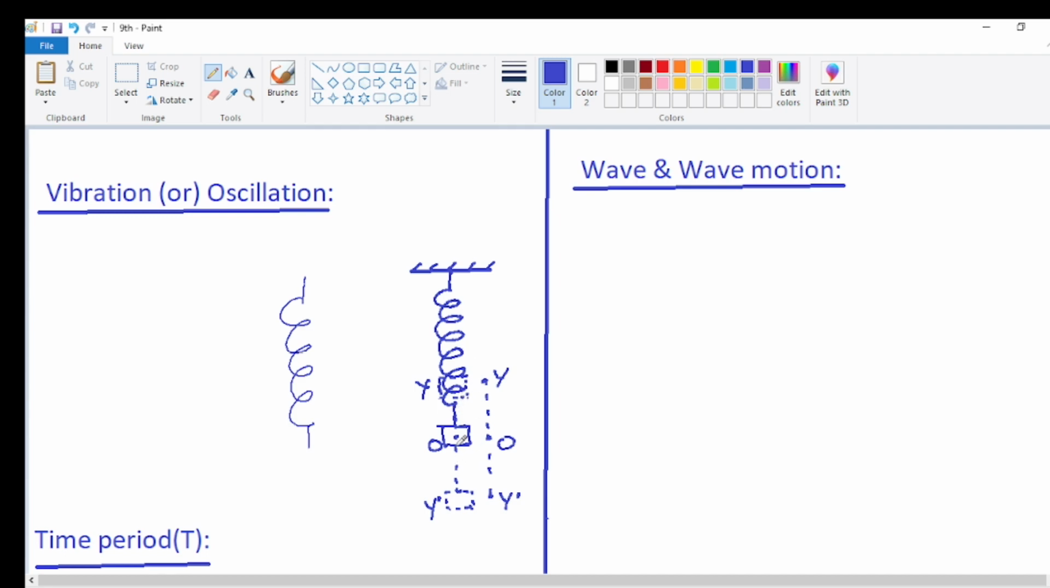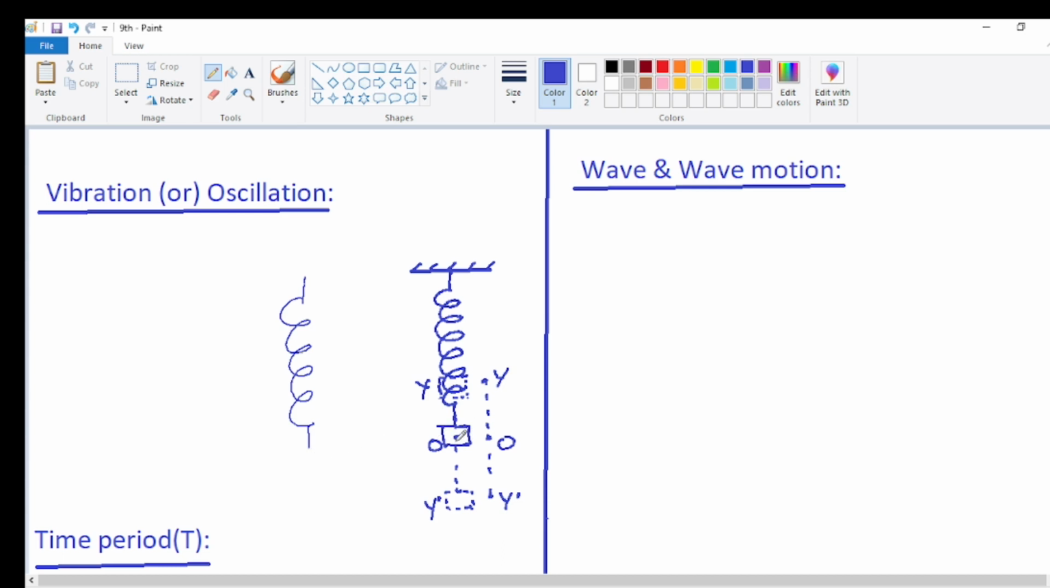Because there are too many details in the diagram, I'm drawing it separately. This is the spring, with the top end and the bottom end. The top end is tied to a rigid support like this, and at the bottom end a load is attached. A load can be imagined to be a small stone, but a stone will be a little heavy.